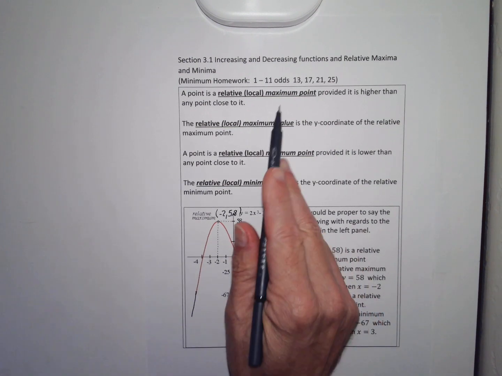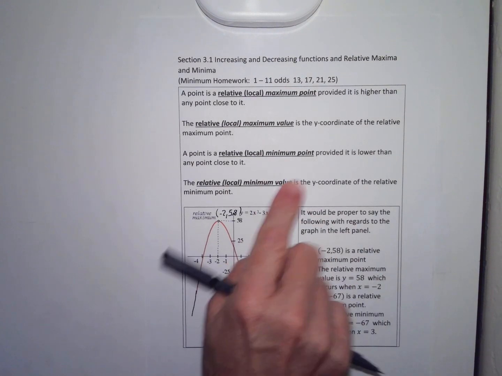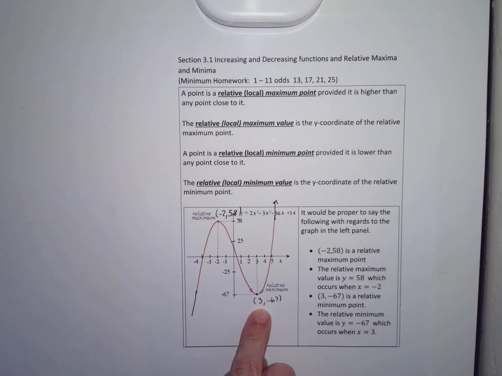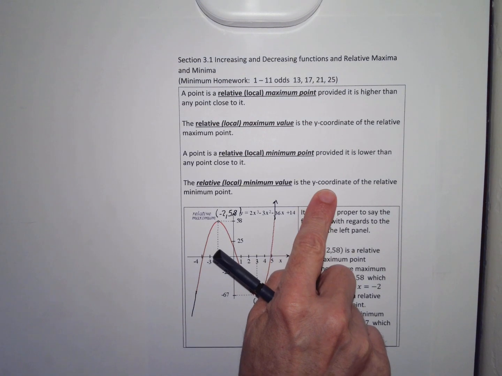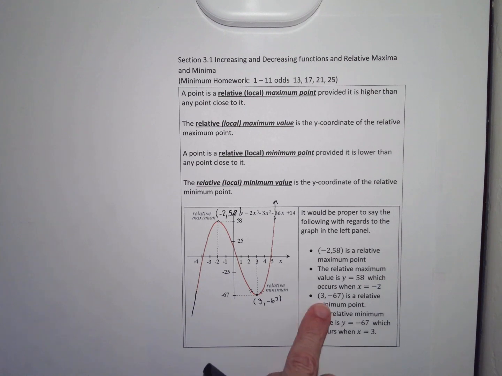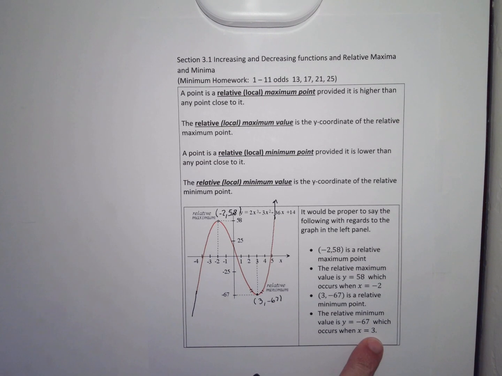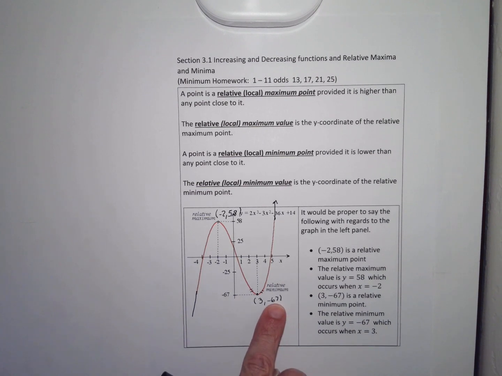Both maximums and minimums have points and values. The relative minimum point is the point (3, -67), and the y-coordinate of the minimum point is the relative minimum value. So for the minimum point, we can say the point (3, -67) is a relative minimum point, or I could say local minimum point. And the relative minimum value is -67, which occurs when x equal to 3, which means any point around this, its x may be bigger, its x may be smaller, but all the points around this, their y's will be bigger.